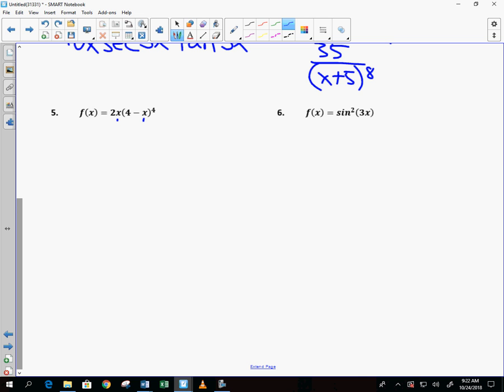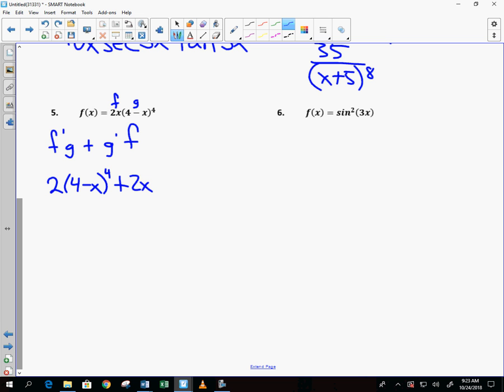So follow your order of operations. You see that? Okay. So no big deal. We'll call this F and we'll call this G. So we have F prime G plus G prime F. What is the derivative of F? 2 times 4 minus x raised to the 4th power. No big deal, right? I mean, that was super easy. Nobody's complaining about that. Plus 2x times, now I need to do the derivative of 4 minus x to the 4th. How do I do that?